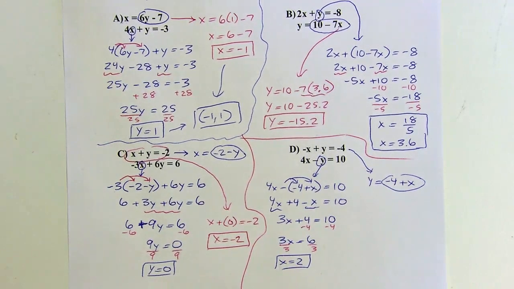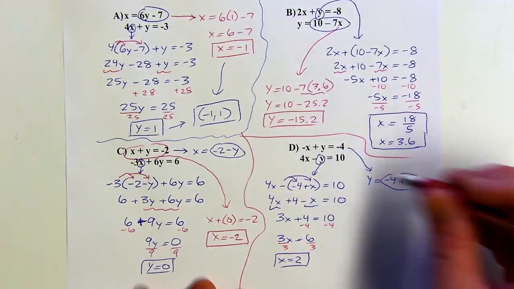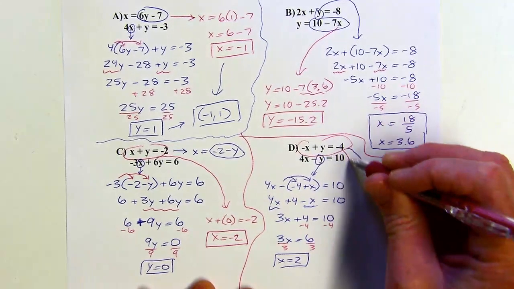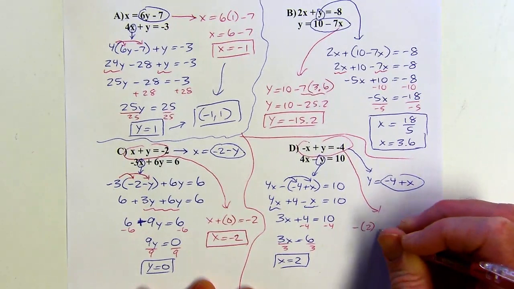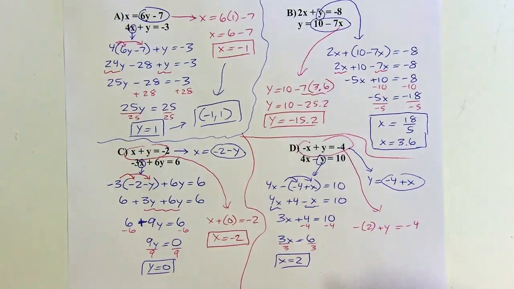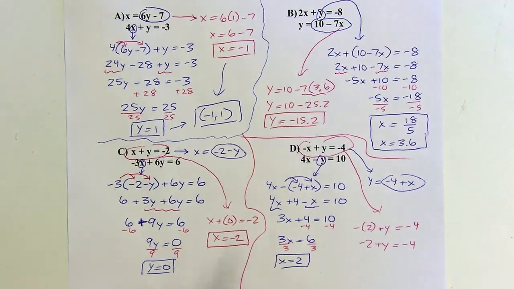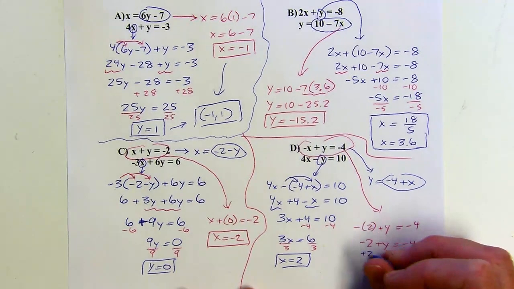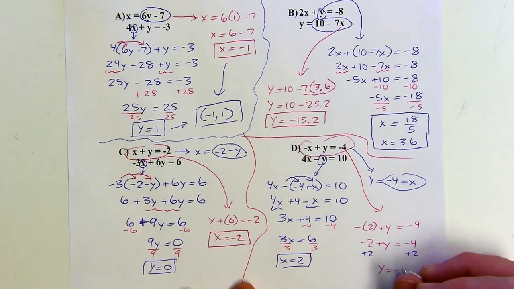Still need the other half, so I'm going to go back to one of the original equations. So I'll use the top one here. So I've got negative x plus y equals negative 4. And I already knew x is 2. Okay, so now I have negative 2 plus y equals negative 4. And that means y equals negative 2.